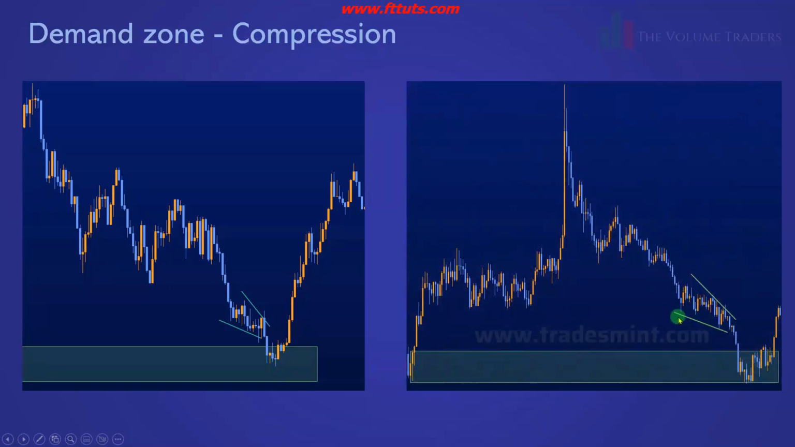Here maybe this triangle looks even better. Yeah, so a zigzag move, closer and closer with decreasing volume to the zone, final push and then reversal. These patterns are beautiful, giving me really amazing high self-confidence. So liquidity grabs from equal highs and lows, and the compression.